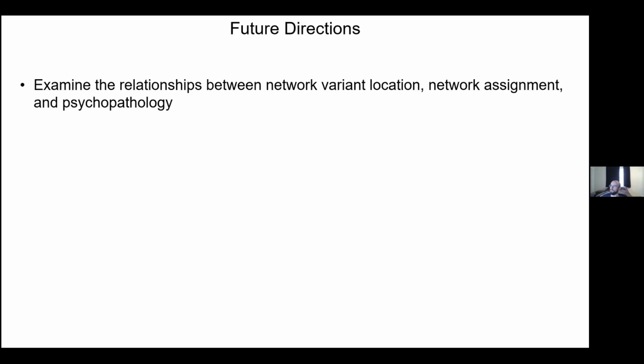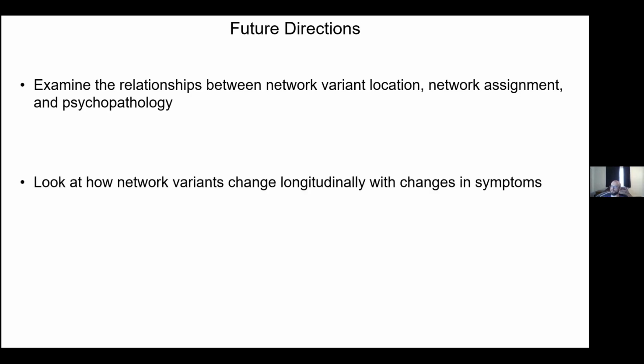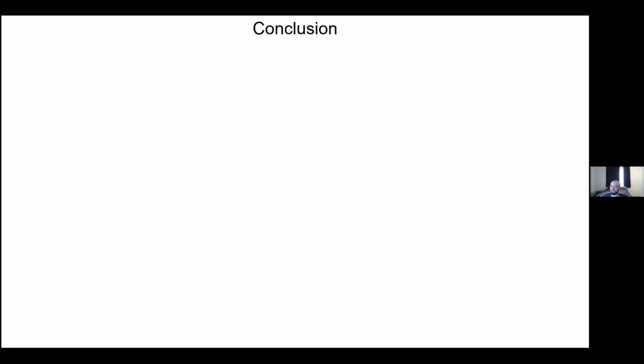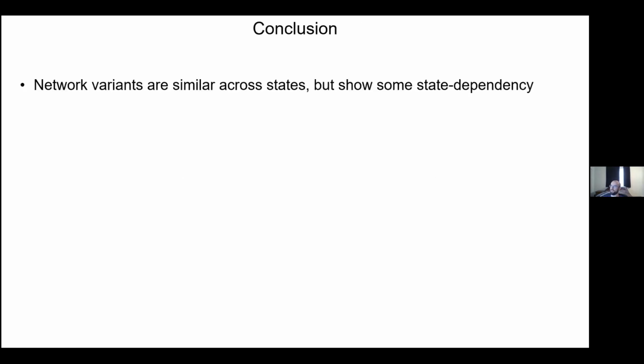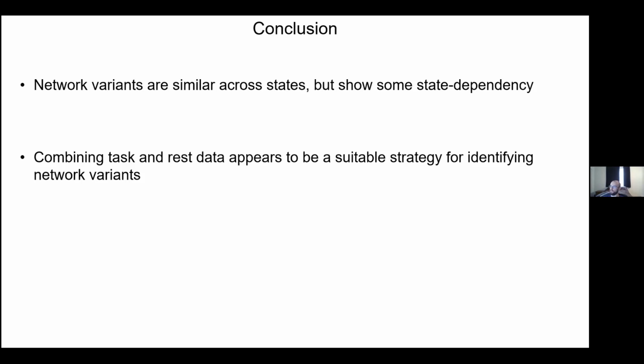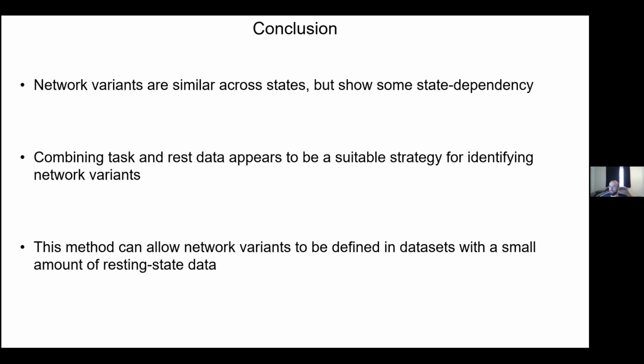And just to wrap up really quickly here before time expires. I'm really interested in examining the relationships between network variant location, network assignment, and psychopathology in this data set. And also I want to look at how variants change longitudinally with changes in symptoms. And so just to wrap up everything here, we find that network variants are pretty similar across states, but do show some state dependency, and that combining task and rest data appears to be a suitable strategy for identifying these network variants. And so in our opinion, this method can allow network variants to be defined in data sets with a small amount of resting state data.